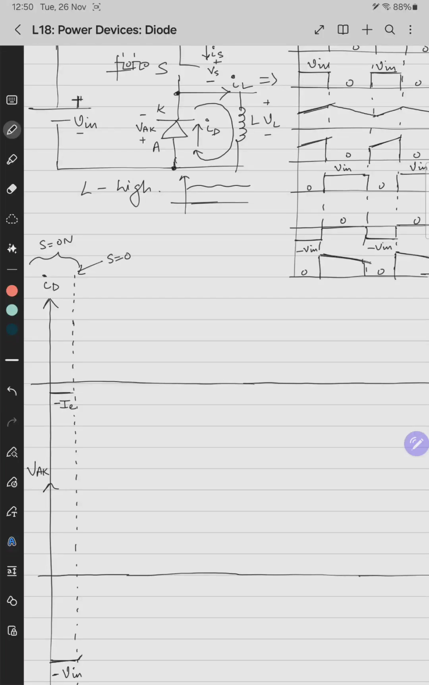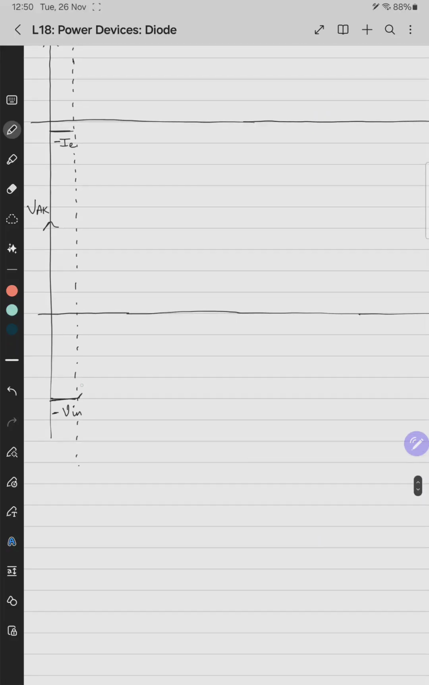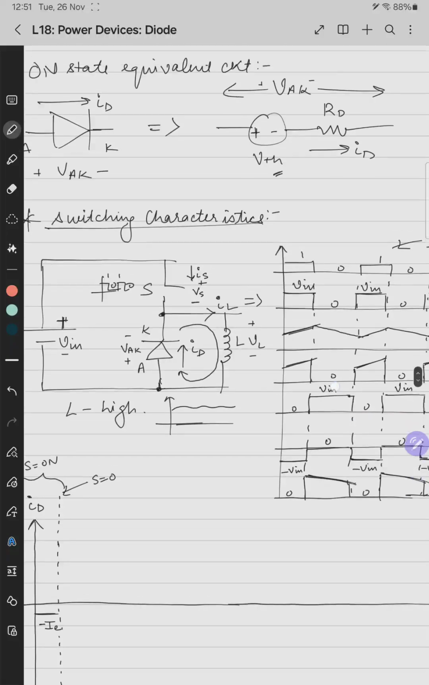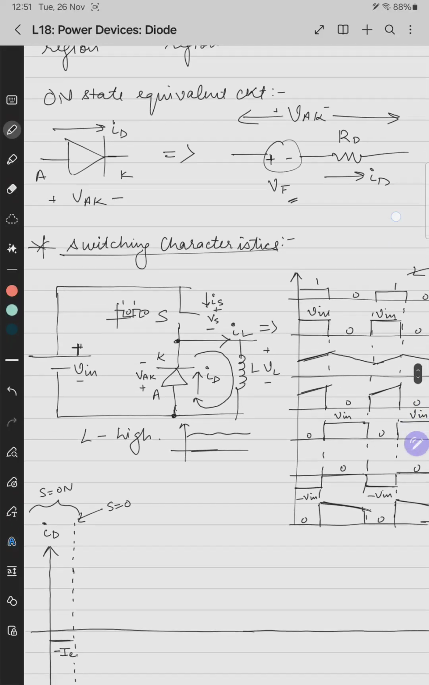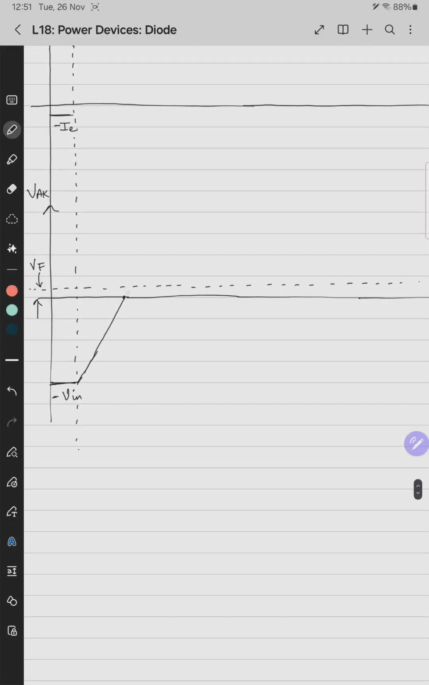So what happens? Current has to rise and voltage has to fall. The voltage starts falling linearly. Say it crosses 0, and this is the steady state value. Say this is VF, the forward voltage drop. VF is the forward voltage drop of the diode in steady state. So ideally the voltage waveform should cross like this and it should settle here.